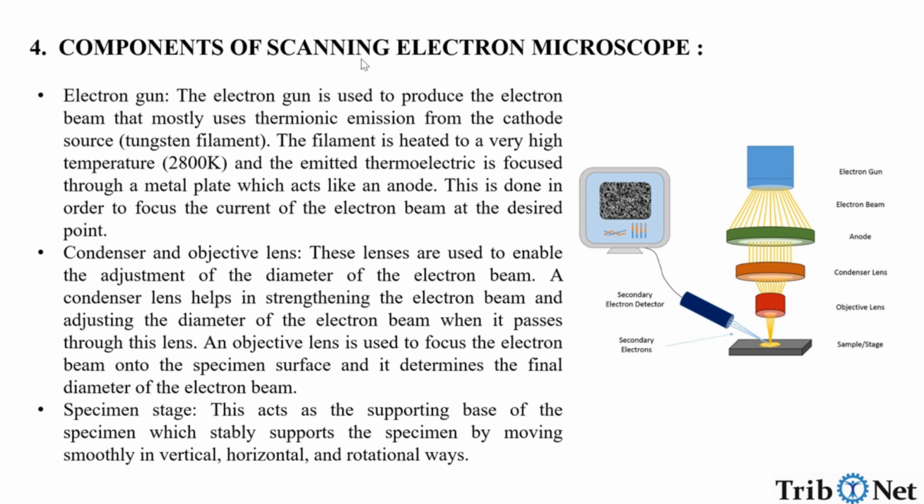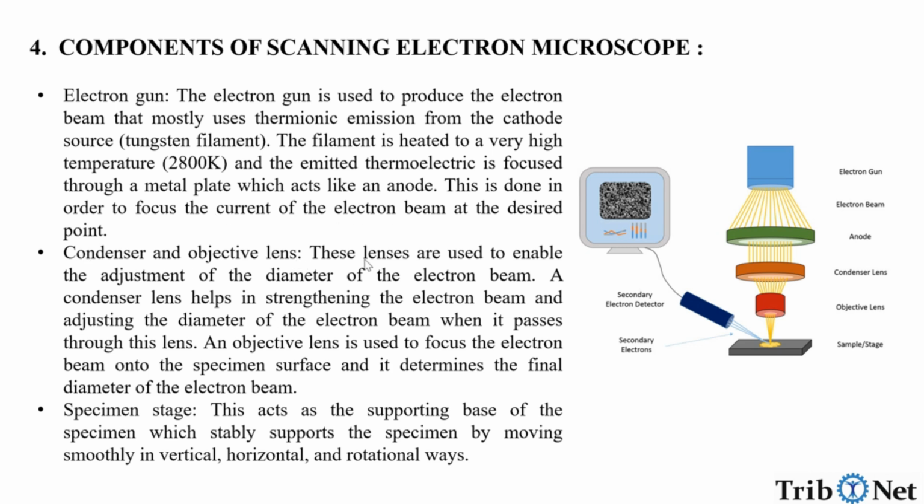The components of the scanning electron microscope. First, electron gun. The electron gun is used to produce the electron beam that mostly uses the thermionic emissions from the cathode source, that is a tungsten filament. The filament is heated to a very high temperature of 2800 Kelvin, and the emitted thermoelectrons are focused through a metal piece which acts like an anode. This is done in order to focus the current to electron beam at the desired point.